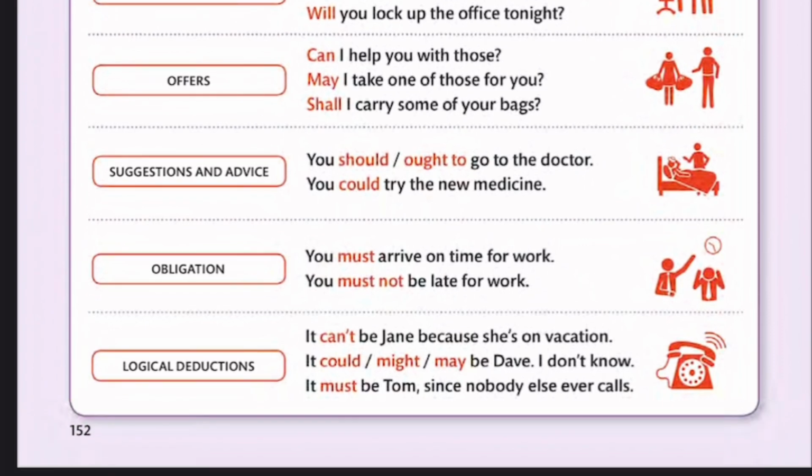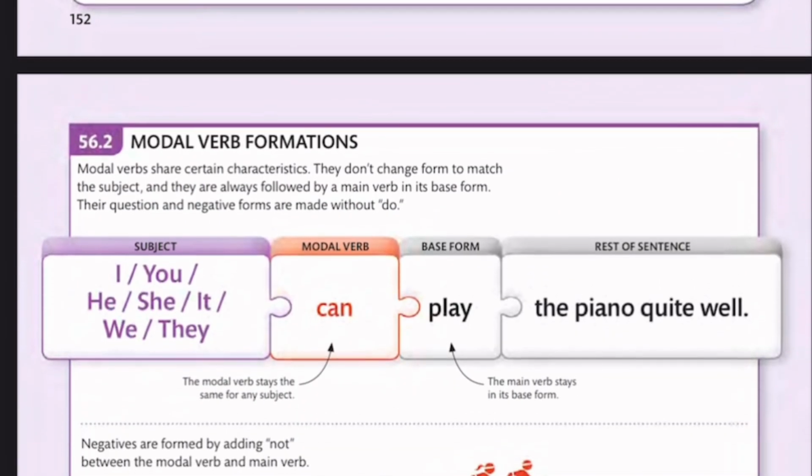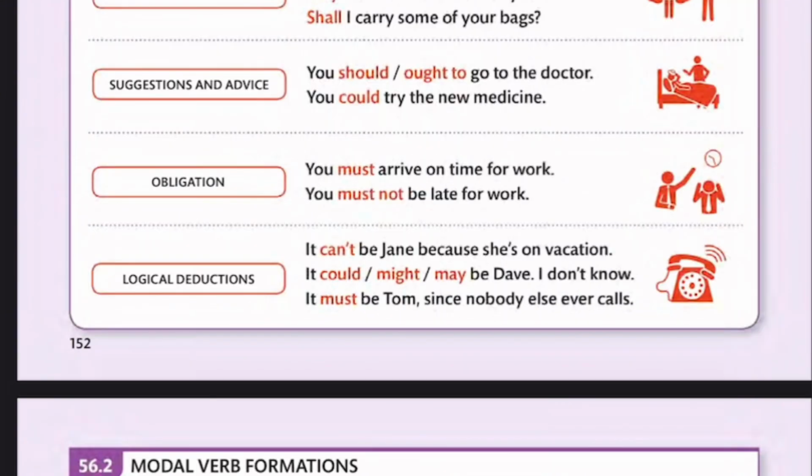For suggestions and advice: you should go to the doctor. You ought to go to the doctor. You could try the new medicine. For obligation, you can say you must. Obligation is something that it is imperative for you to do. You must arrive on time, or you must not be late for work.